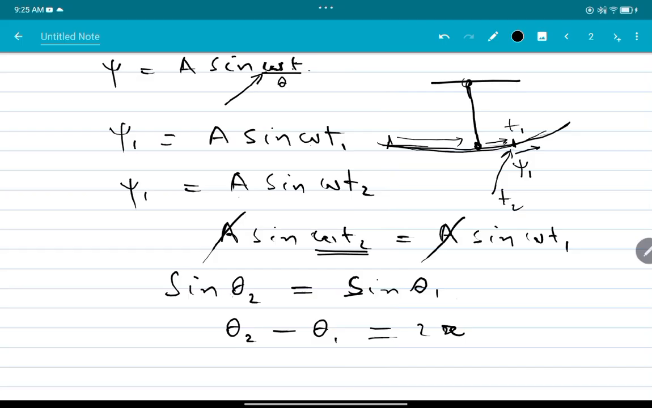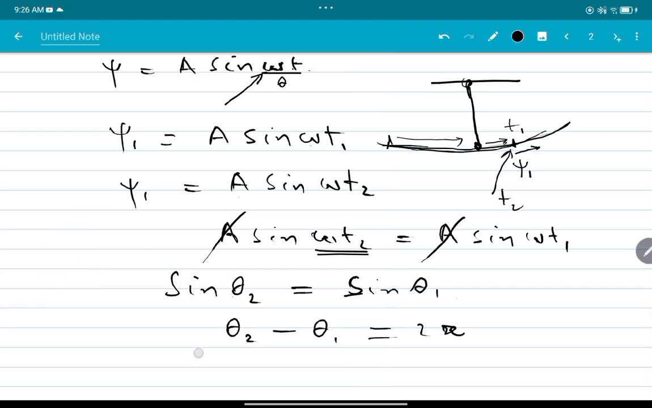Because after 2 pi, things repeat. Suppose this situation: this is the revolving line OP, and the angle is 30 degrees. Now if you give a 2 pi rotation to this revolving line, you will come back to this position after 2 pi. It is the same situation, same.